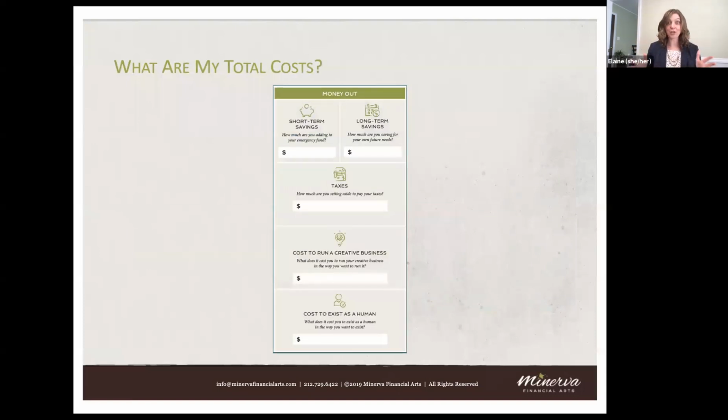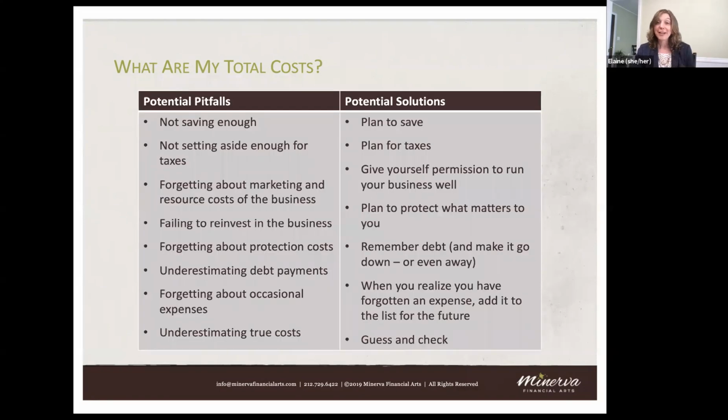So that's our middle section. Money out. It's going to your costs as a human, your costs to run a business, your taxes, and your future in terms of your savings. There are plenty of pitfalls that come up in this middle section, and I've proposed a handful of solutions here that work to overcome some of those pitfalls.